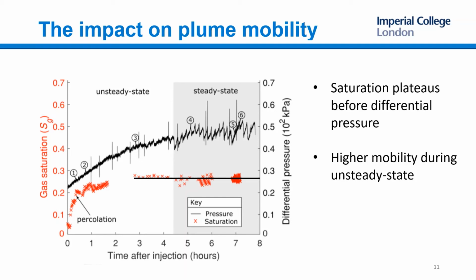So we've seen this graph already. It has the gas saturation in red. The differential pressure across the core is in black on the y-axis, and then on the x-axis it has the time after injection in hours. And what we saw before is that the gas saturation increases, then percolation occurs, and then the rate of increase slows. And then we see that the saturation plateaus out long before the differential pressure does. What this means is, if the saturation is the same but the pressure is lower, we actually have a higher mobility during the unsteady state phase than during steady state.